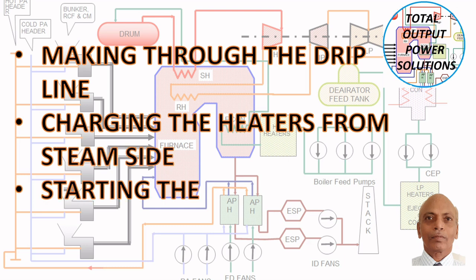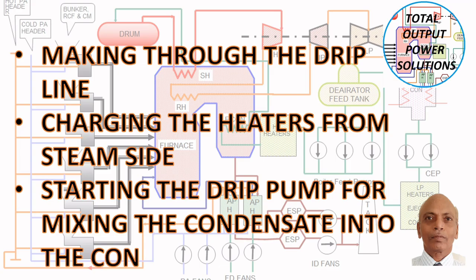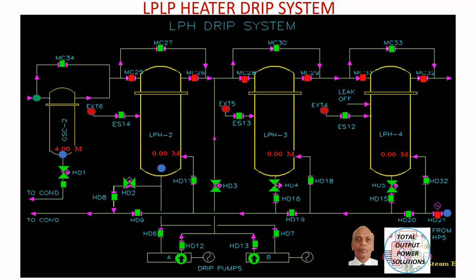For that purpose, we go to the LP heater drip system. Here you can see that it is charged from the feed side. All the feed side valves are open from GC2, then LP heater 2, LP heater 3 and LP heater 4.